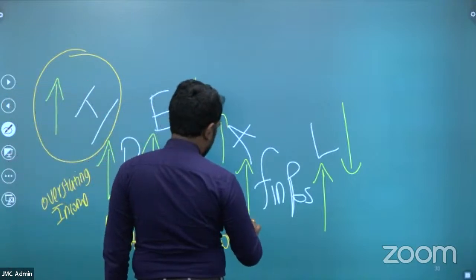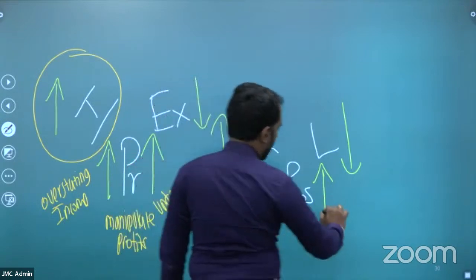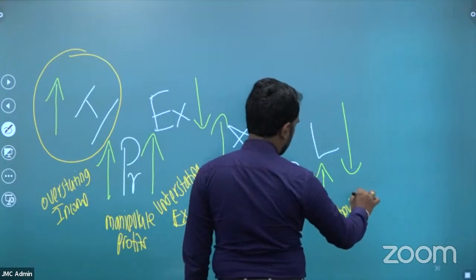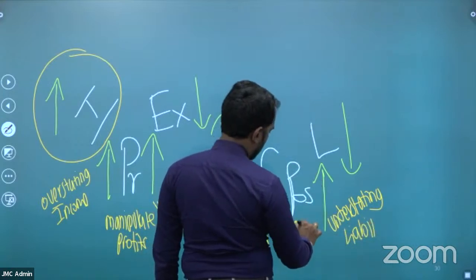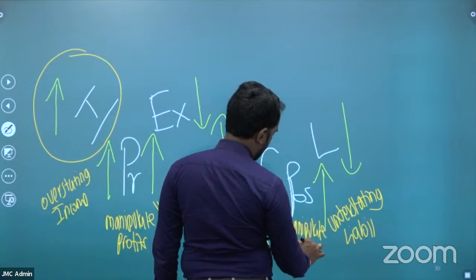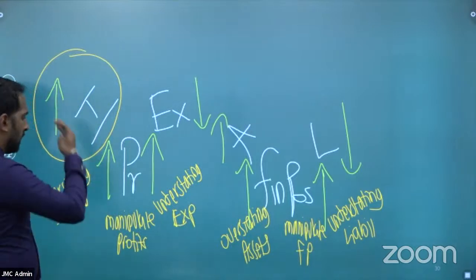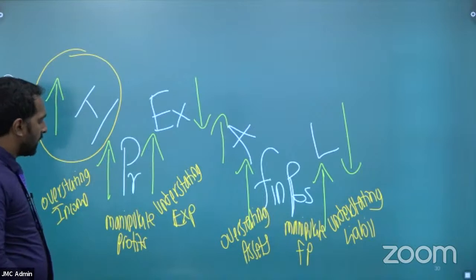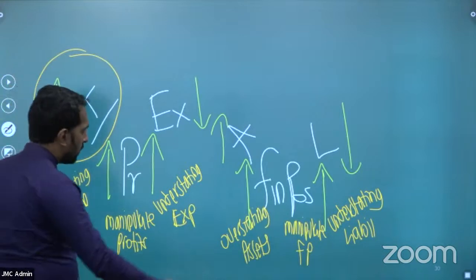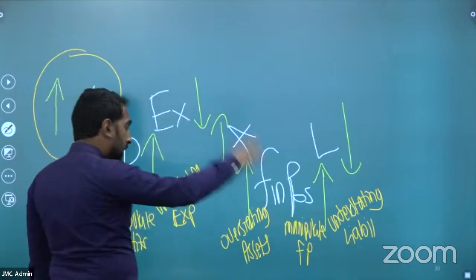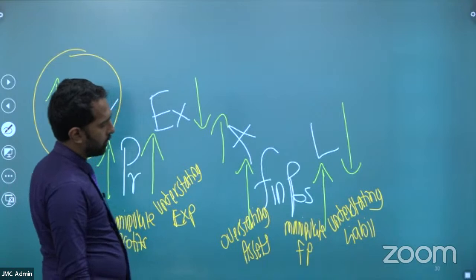By overstating assets, by understating liabilities, we can manipulate financial position. By overstating income, by understating expense, we can increase the profit. We can manipulate the profit. By overstating assets, by understating liabilities, we can manipulate your financial position.